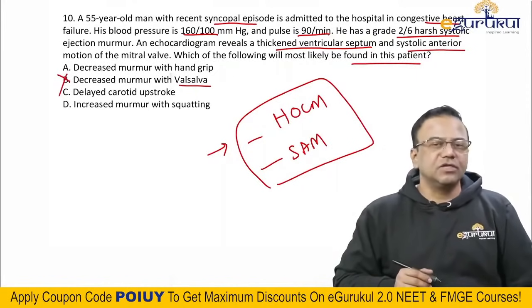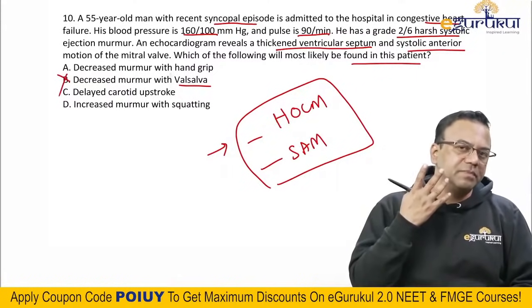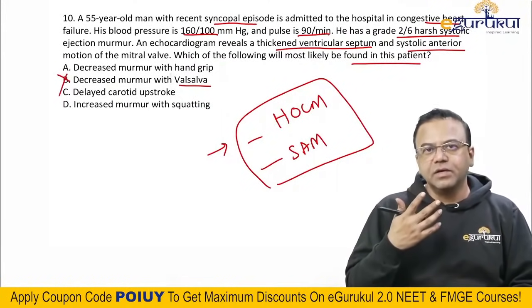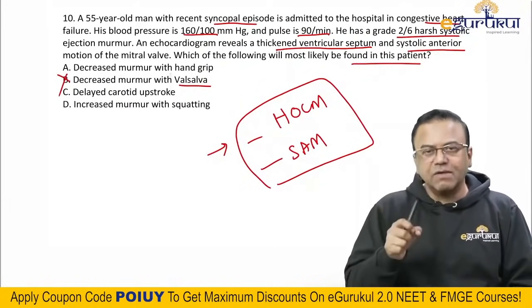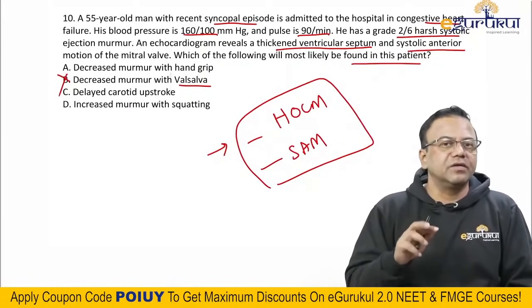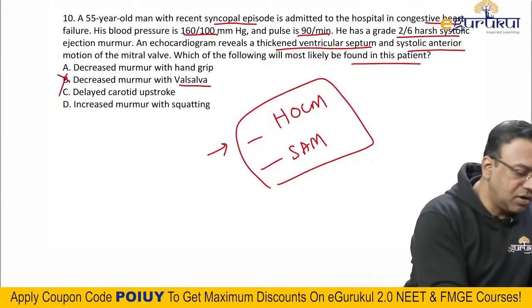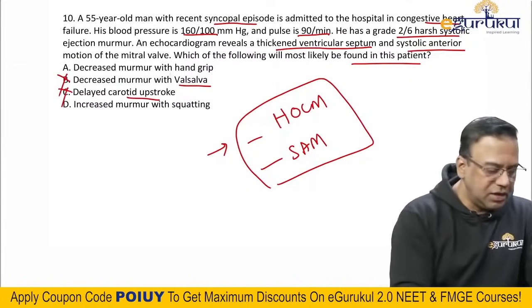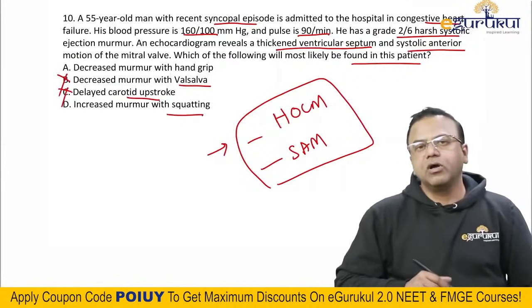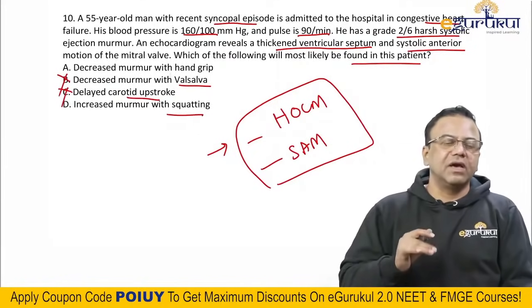One of the peculiarities of HOCM is you get a bisferiens pulse, not a pulsus parvus et tardus. So delayed carotid upstroke is a feature of valvular aortic stenosis. Here there's a subvalvular obstruction. Rather what you get here is a bisferiens pulse. So that's not delayed carotid upstroke. That is not HOCM. Increased murmur in squatting is wrong because in squatting, the left ventricle will collect more blood.